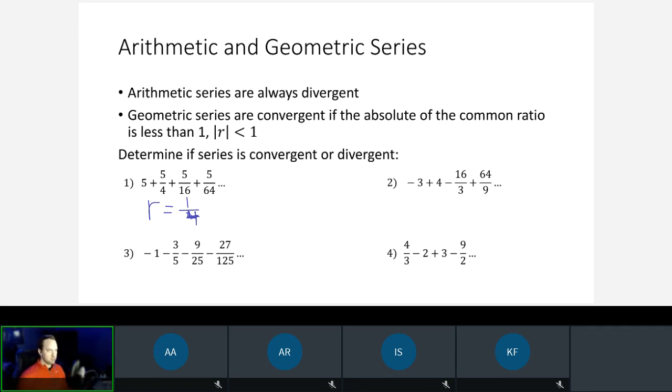Now, let me ask you this. It's not arithmetic, so geometric is going to be either convergent or divergent. Is the absolute value of that number less than 1? It is. So what does that tell us? It is convergent. Let's put C on V. Convergent. So as this series goes on forever, those numbers get smaller and smaller. It starts to approach 0.